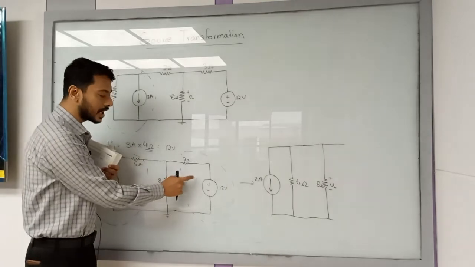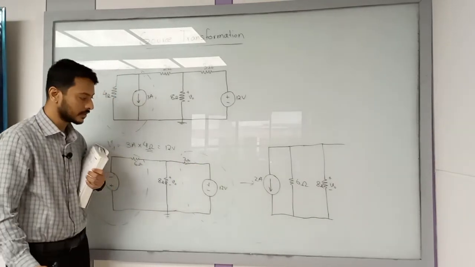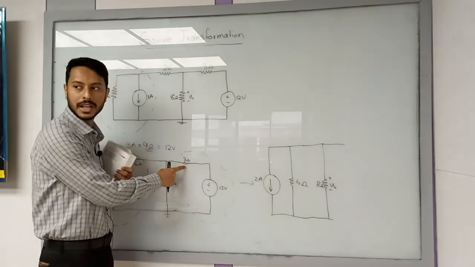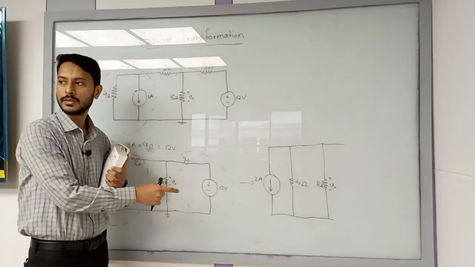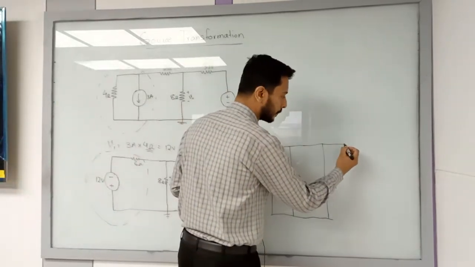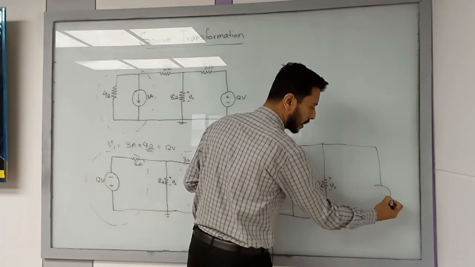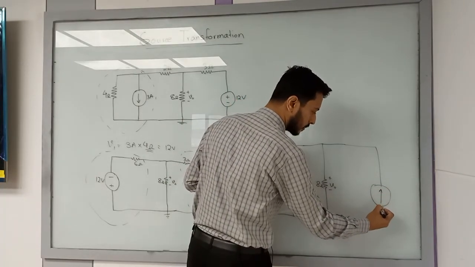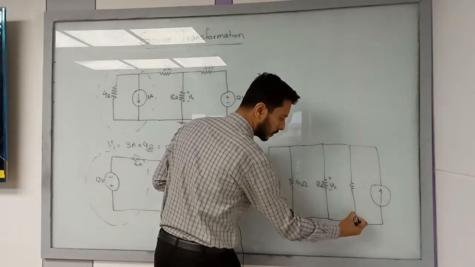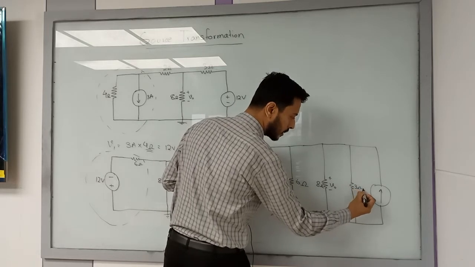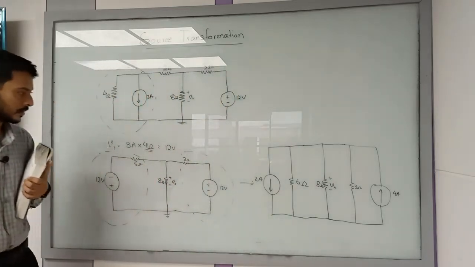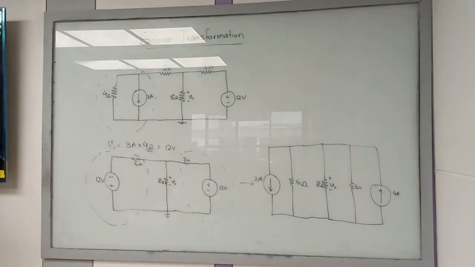So what will be the current flowing through this branch? It will be 4 ampere. And I have a 3 ohm resistor in parallel, which will be connected with the 4 ampere current source. So the circuit will look like this. You have a current source over here and you have a 3 ohm resistor. Is it okay? বুঝতে পারছো?